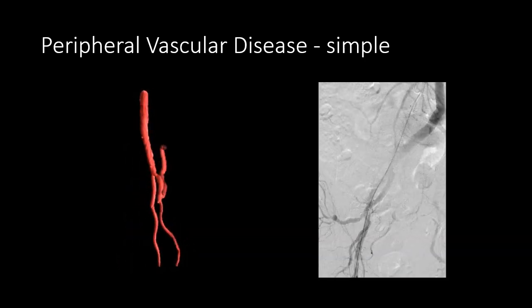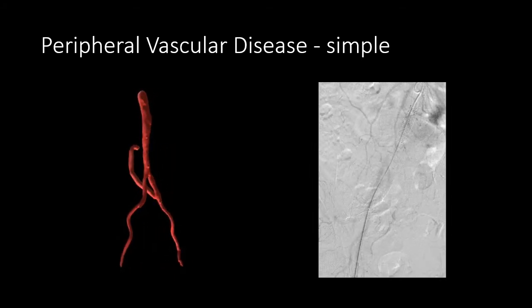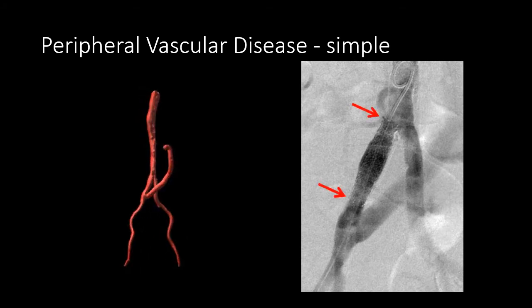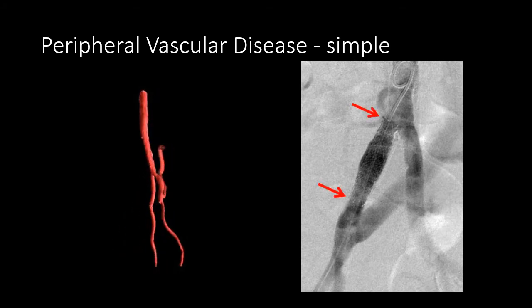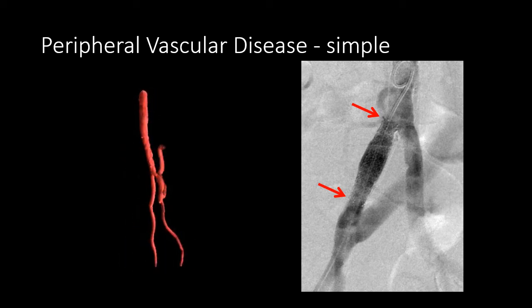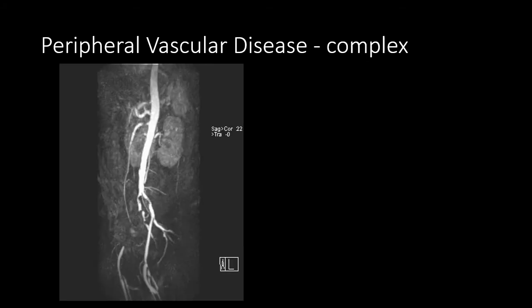Now, the MR allowed for really accurate measurements, and here is the DSA showing that once the stent is inserted, you can just about see the markers at either end here. There's no further stenosis and really good flow through the stent, down the iliac and also up the bypass graft.